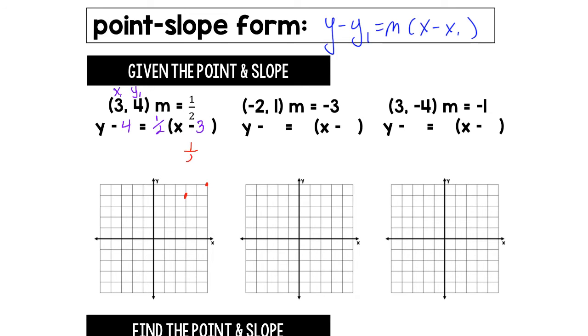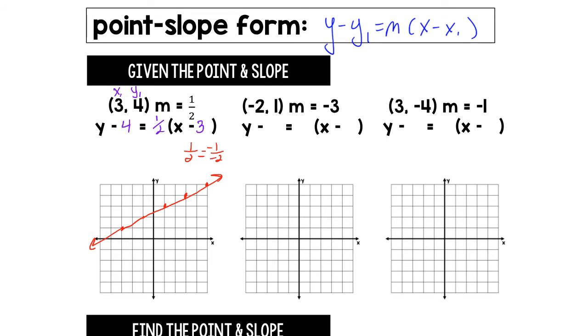Or 1/2 and -1 over -2 are the same thing. So we can go down 1, left 2. Down 1, left 2. These are all in the same line. You really just need 2 points to make a line. This makes it easier for me to draw when there's lots that I can connect together.